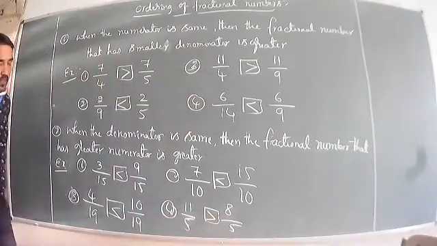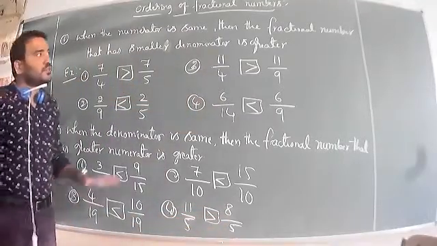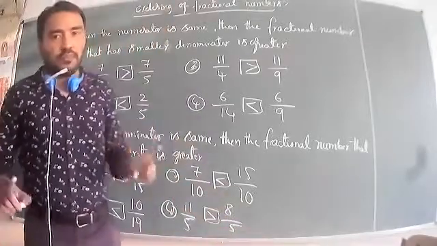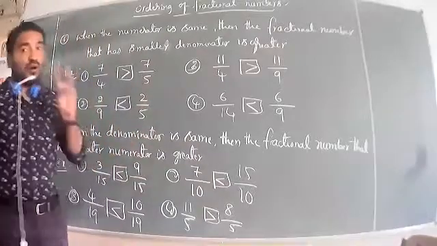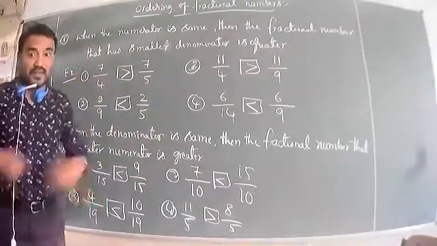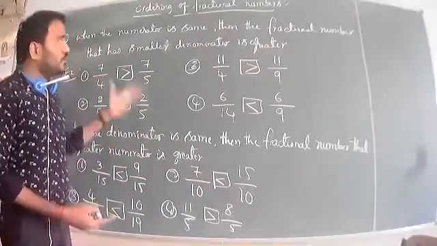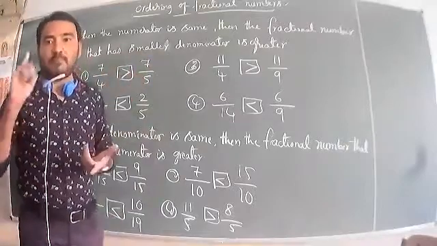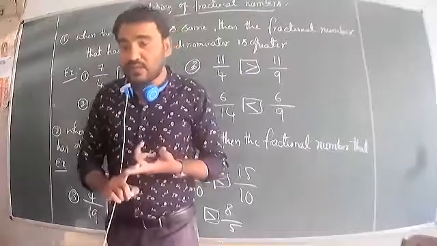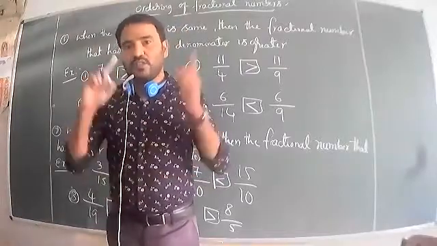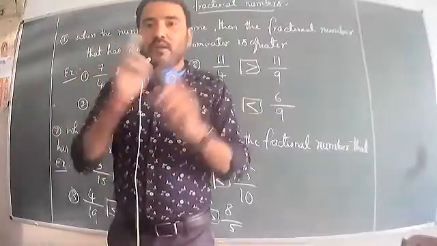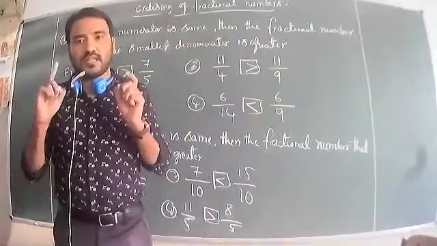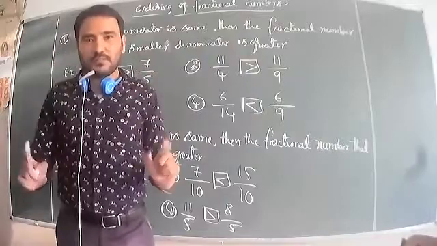So these are the examples. Using these examples, keep in mind, you have to write the rule 2 or 3 times so you can understand easily. When the numerators are the same, compare the denominators. Which denominator is smaller? That is the greater. When the denominators are the same, compare the numerators. The greater numerator is greater. So keep in mind these concepts.